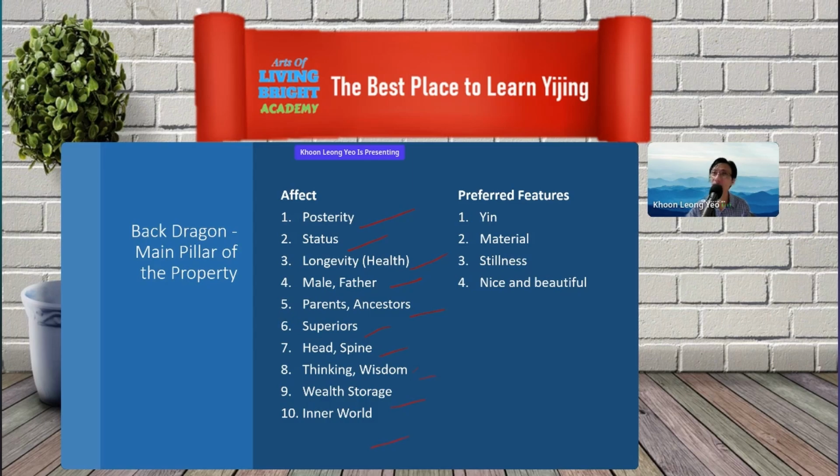Okay, and so what do we prefer it to be there? It is preferred to match up with yin energies. Okay, yin setup basically means material energy. For example, a building, tall trees, mountain, and things like that. And we want stillness, absolute stillness, the best. Okay, and it has to be nice and beautiful. Okay, and when you have all these things, it's considered good. And when it's considered good, then the positive attribute of all these comes out.